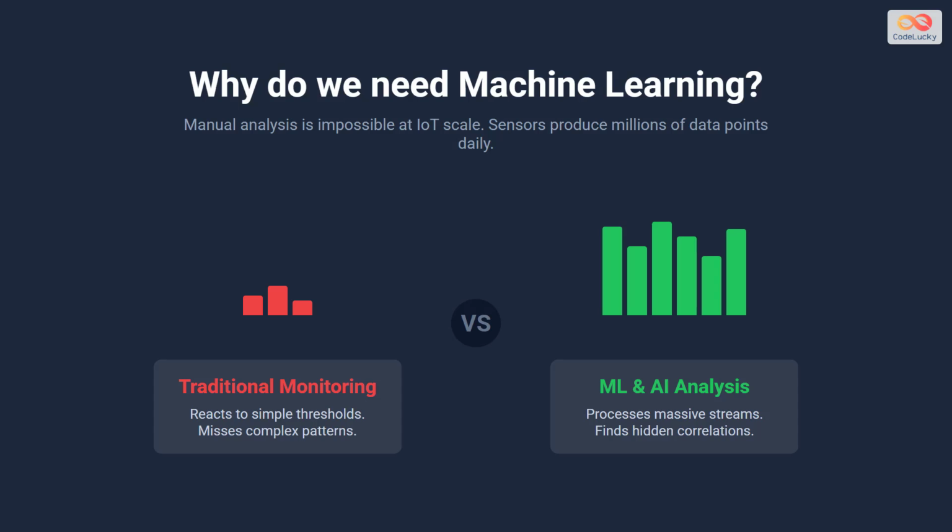So, why is this combination necessary? Simply put, we are drowning in data. A single modern factory might generate millions of data points every day. Traditional human monitoring cannot keep up with this speed or volume. We need machine learning to sift through this noise and find the signals that matter.